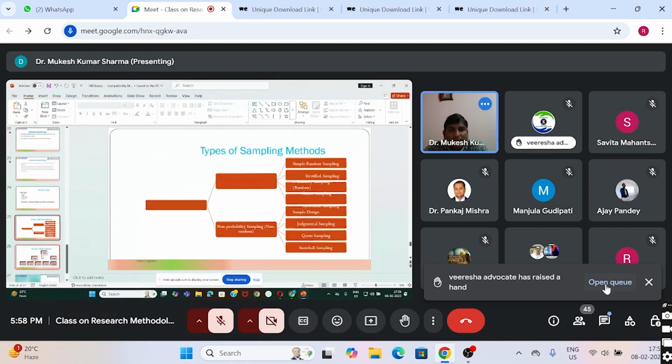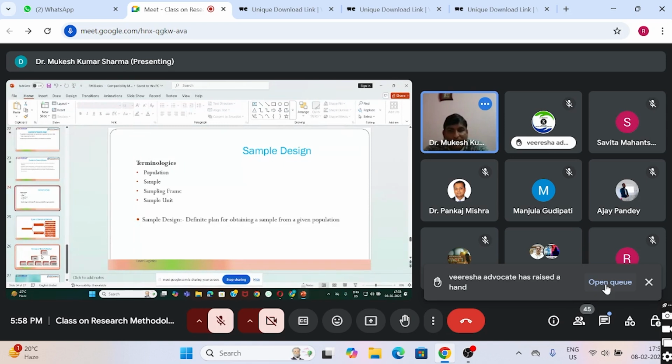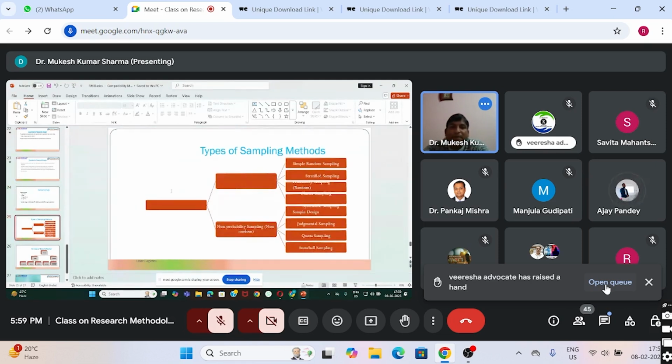Now I come to the sample design. Whenever you prepare your synopsis, this terminology should be kept in mind. What is your population area? What will be the sample? What will be the sampling frame? What will be the sample unit? Like Kolkata is your population. In this Kolkata, you will collect data from people aged 28 to 42. You will target male and female both. These are some terminologies which are very important to discuss for developing a research design.